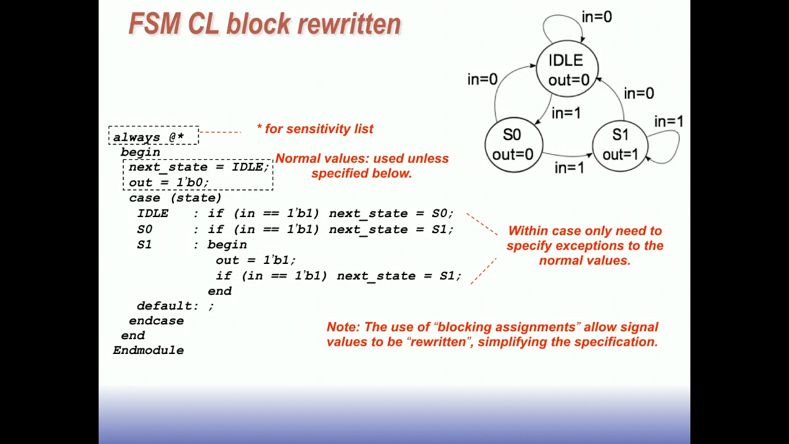We have idle. We can say if in is equal to 1, then next state is S0. Otherwise, we don't do anything here, and we'll just retain those default values. And then S0, similarly, we can specify anything different than the default. So we say if in is equal to 1, the next state equals S1. Otherwise, you can see we just go back to idle and output is 0. S1 has a different output, so if we're in the S1 state, we have to override the default for the output. But then here's the next state going to S1. Otherwise, we go back to idle. So this is a better, more compact way to write the same state machine. It has the same behavior.